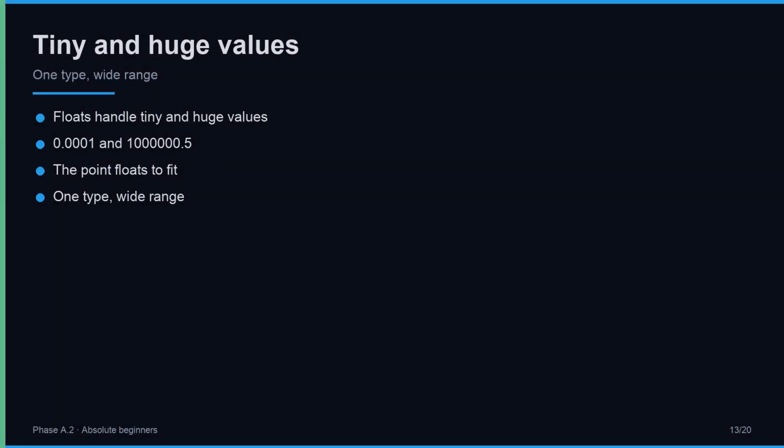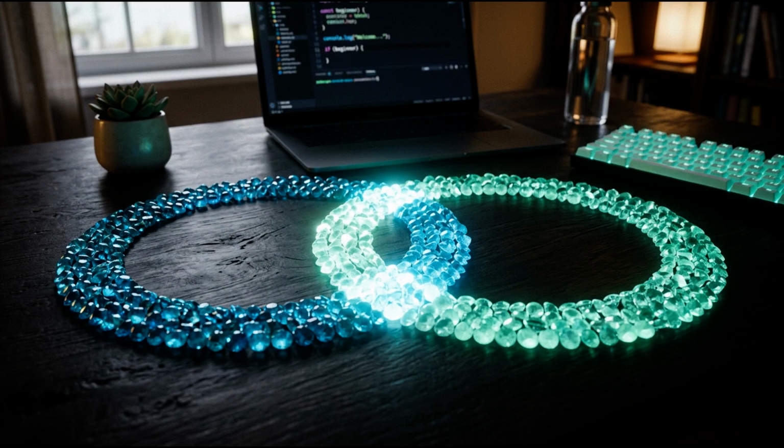Floats stretch across an enormous range. A float can be as tiny as 0.0001, or as large as 1,000,000.5, and everything in between. That is the floating part of the name at work. The decimal point shifts to keep the number representable. You will rarely hit the edges in everyday code. Just know that the float type covers both the very small and the very large, which is one reason it is the default for real number math in Python. One type, wide range.